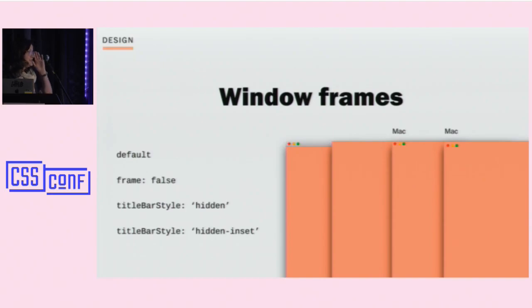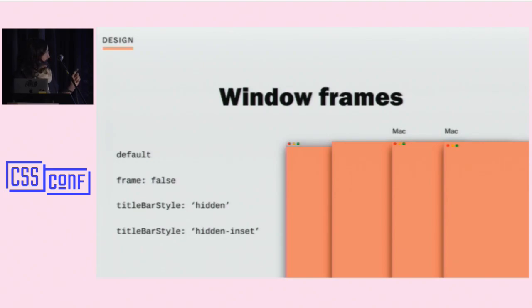And the first thing your users are going to see is the window of your app when it launches. And that's when you can start making decisions about how your app looks and feels. So you'll see I have four windows over here. The first one is the default one where you get the Chrome at the top with the traffic lights. That's default, but you can choose to totally remove that and set the frame to false and have a frameless window.